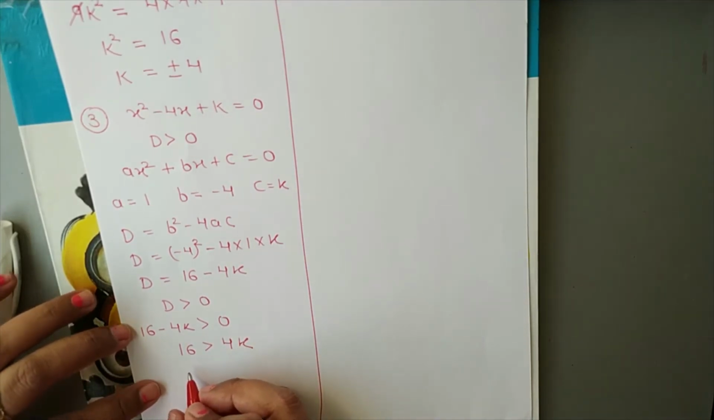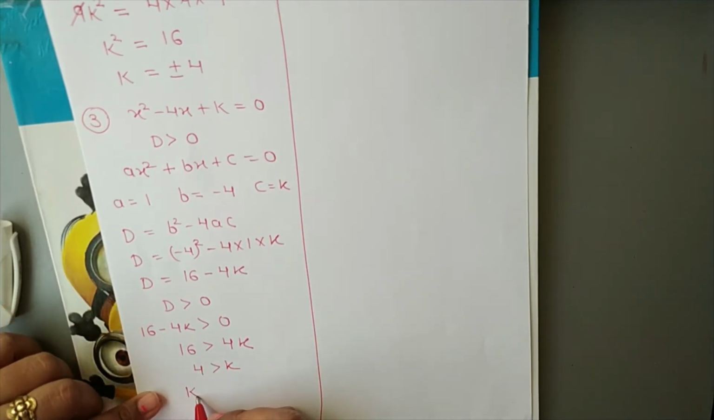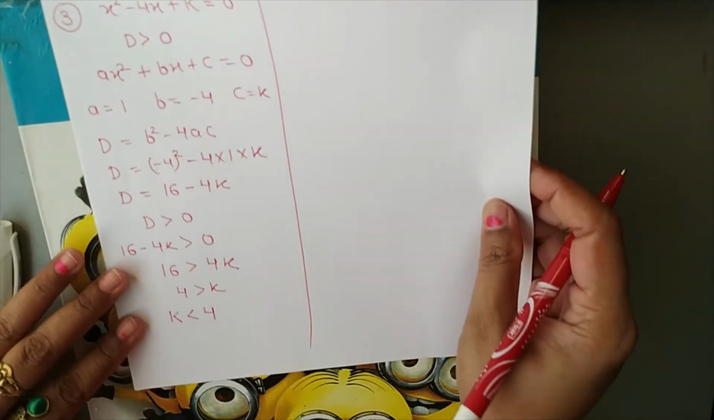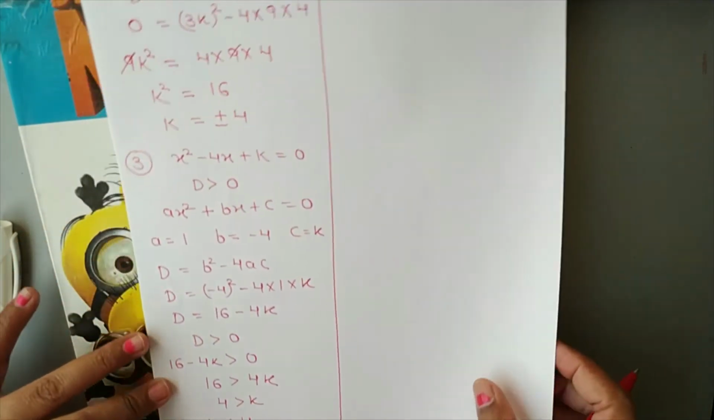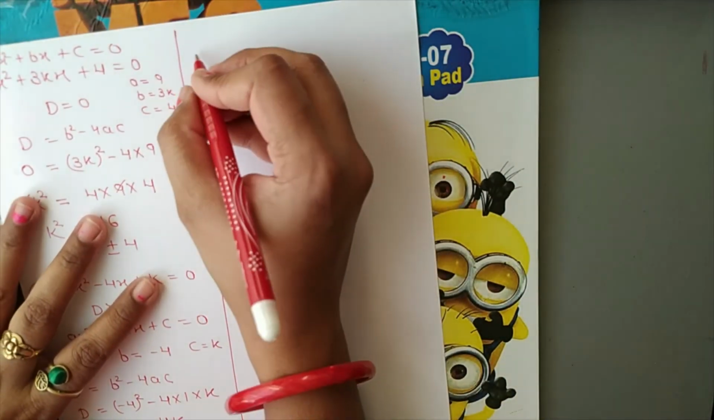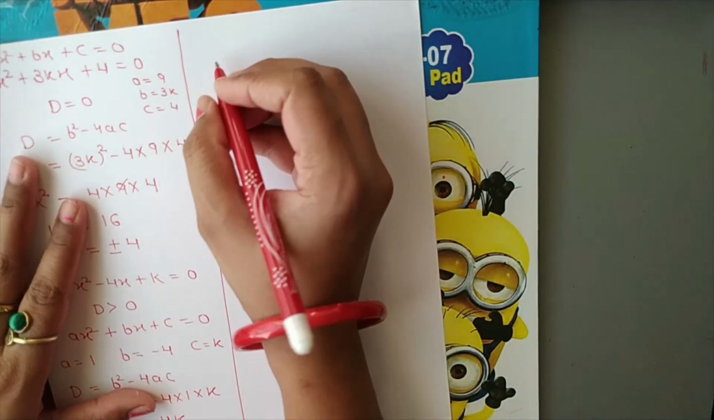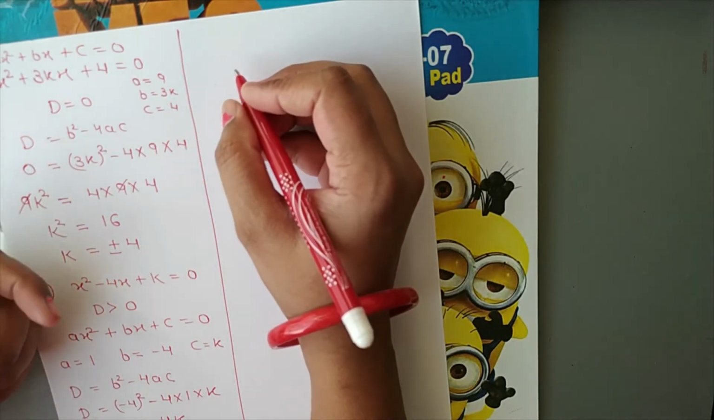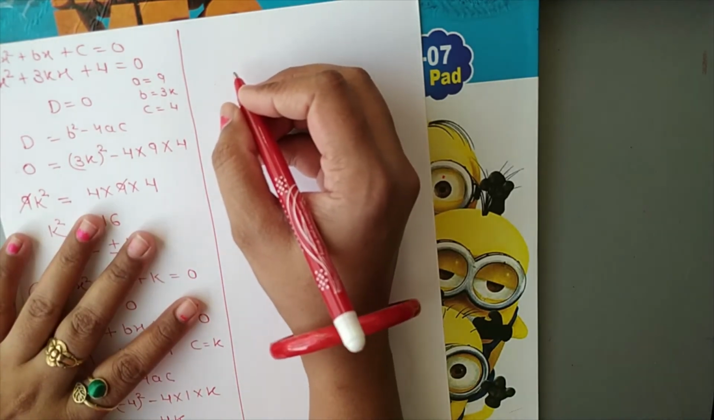Okay, so that is 4 is greater than k. So it can be written as k is less than 4. So the given equation will have distinct roots if k is less than 4. Okay, now move on to the next question. Suppose the question is given: find the values of k for which the given equation has real roots. Real roots means the discriminant will be greater than 0 or equal to 0. Both conditions will be possible.